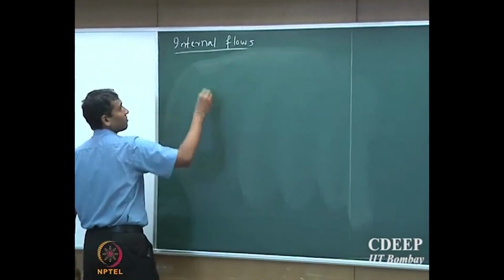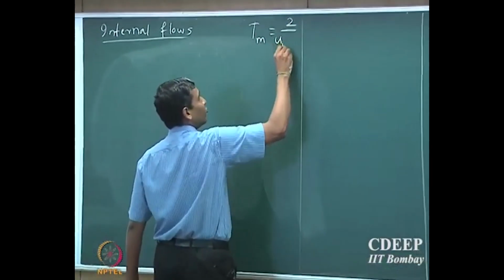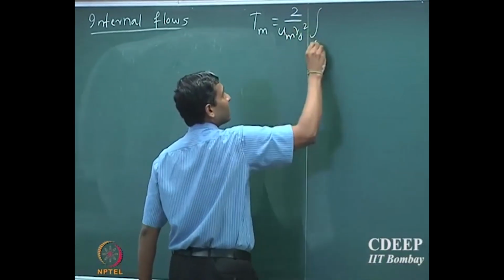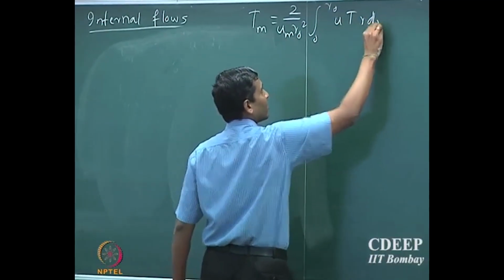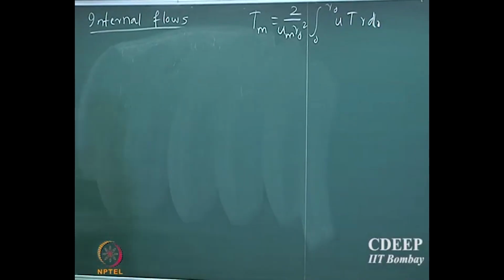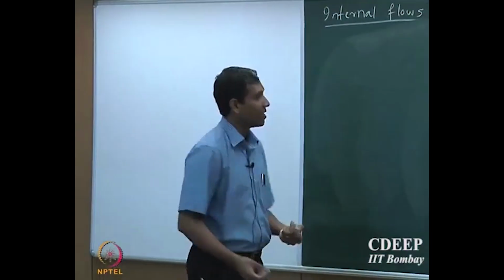So we know that Tm, which is the average temperature, is 2 by um r naught square integral 0 to r naught u T r dr. Okay. So the objective is I want to find the mean temperature. Remember I told you that between the mean temperature or the average temperature and the local temperature, there is some similarity, and therefore we can actually see that the temperature profiles are similar. So we are going to see that in a little bit more rigorous way as to how it is similar.